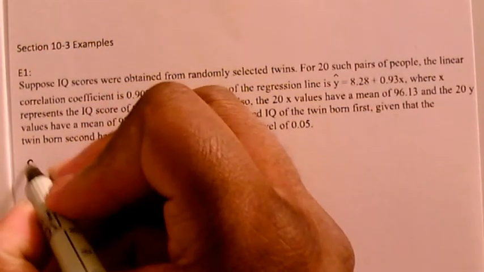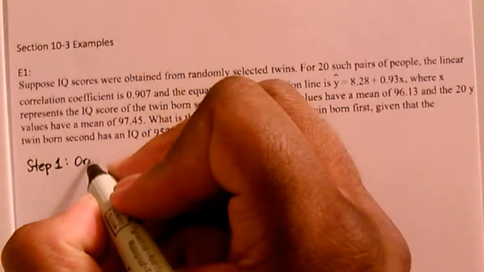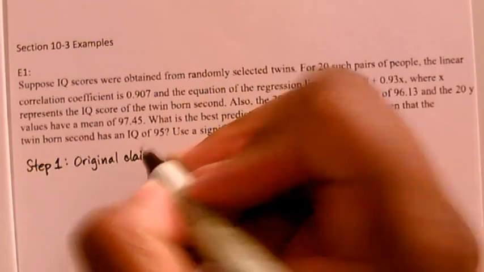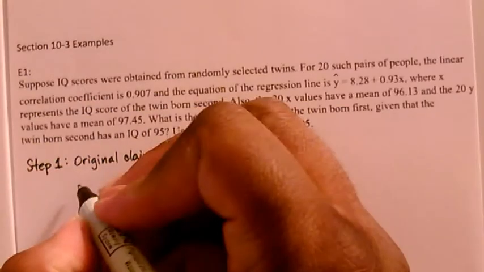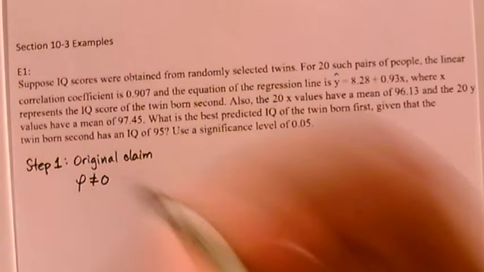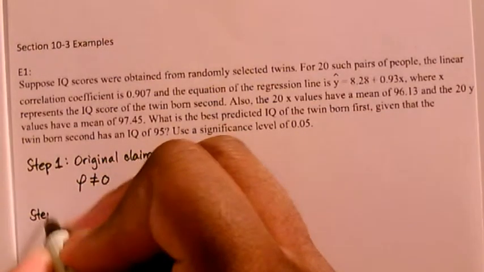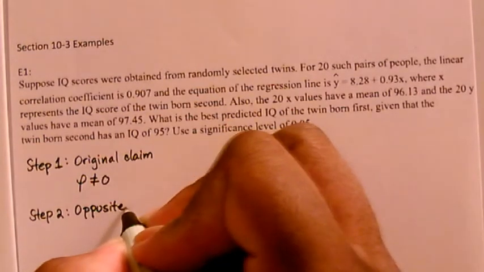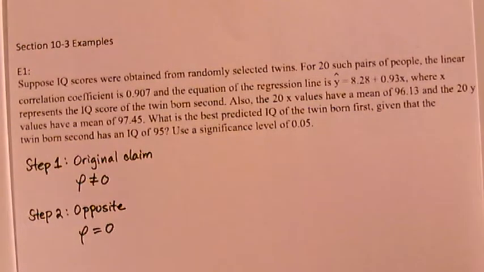All right, so in this case, we'll start with step number 1, and that's stating the original claim. Now, usually the original claim is going to be this. We want to determine if there is a linear correlation between the two, so your rho is going to be not equal to 0. And then step number 2 is the opposite of the original claim. Well, the opposite of not equal to is equal to, so that means rho is equal to 0.